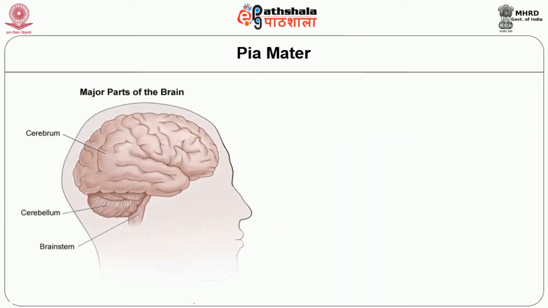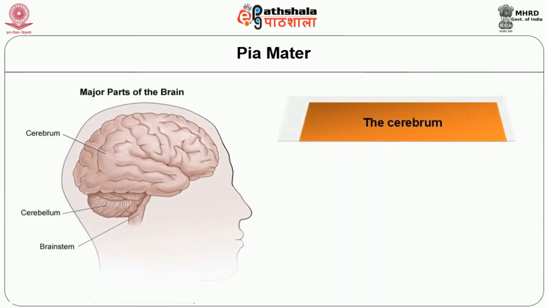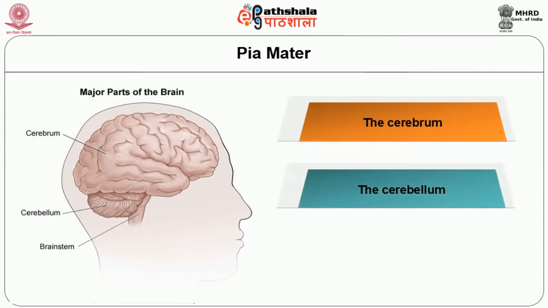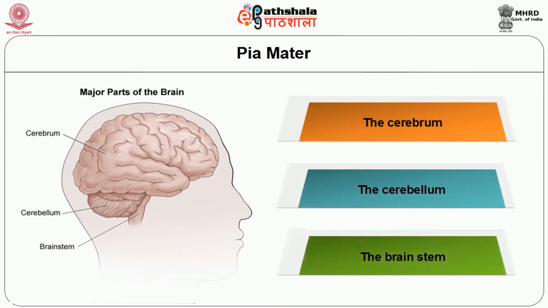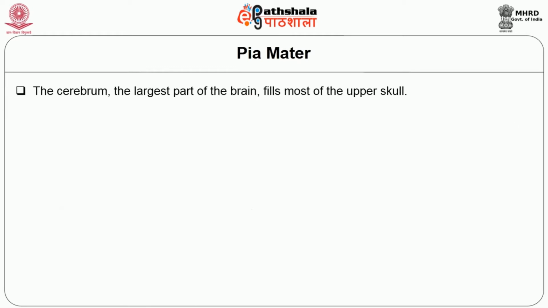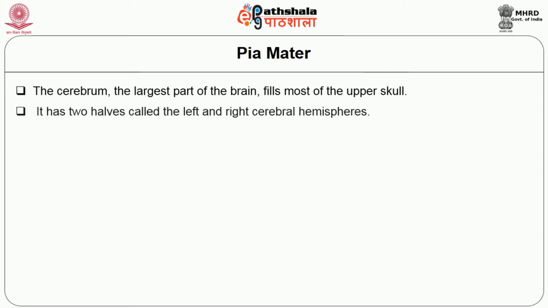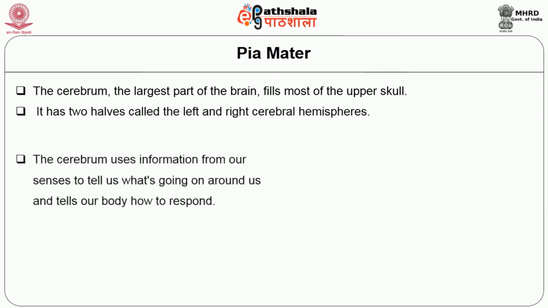It has three major parts: the cerebrum, the cerebellum, and the brainstem. These parts work together, but each has special functions. The cerebrum, the largest part of the brain, fills most of the upper skull. It has two halves called left and right cerebral hemispheres. The cerebrum uses the information from our sense to tell us what is going on around us and tell our body how to respond.